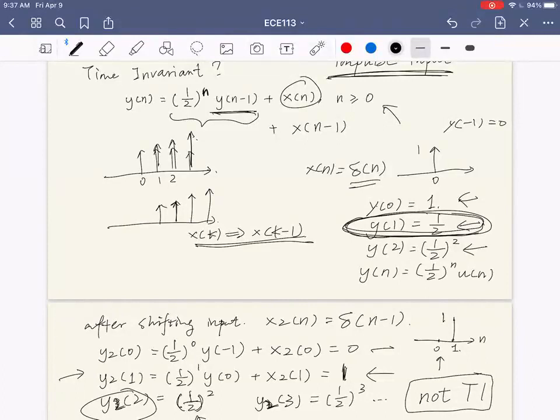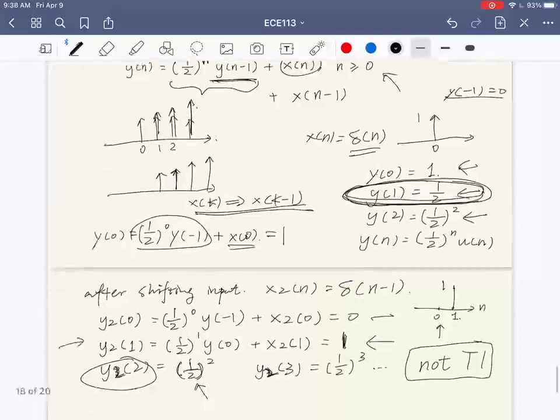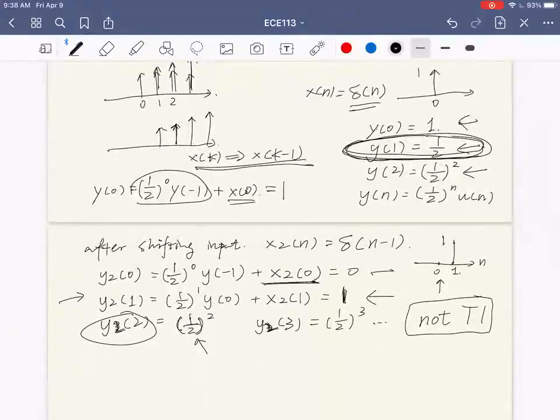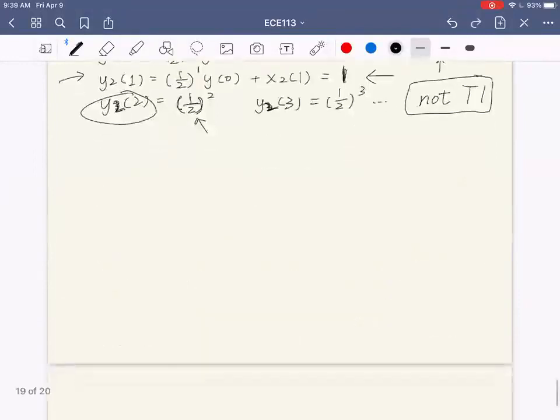Okay, so y of 0 before the shifting, we can write it down in this way. And we know that y of minus 1 is 0, so this term is 0. And then this is 1, so we get y of 0 equals 0 plus 1, which equals 1. So it's before shifting. Yes. And after shifting, we notice that x2 of 0 is 1 because the impulse is shifted to the right by 1 unit. I see. Okay, thank you. Great. Okay, fantastic. And, well, we can play a lot of things on this equation.